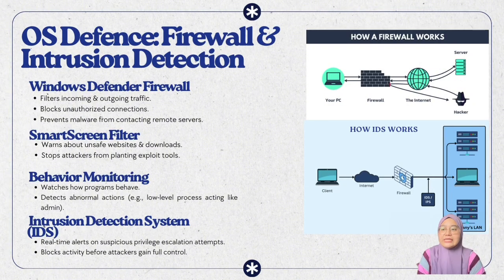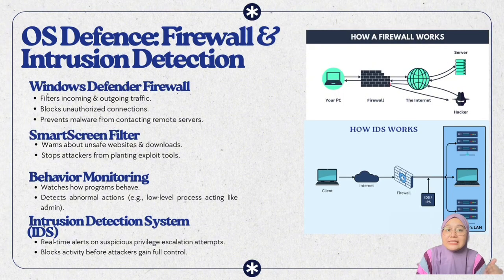Behavior monitoring is important because attackers often use new or unknown techniques. Even if the malware hasn't been seen before, its strange behavior can reveal it. This helps to catch privilege escalation attempts that bypass traditional detection methods. So now let's focus on intrusion detection.